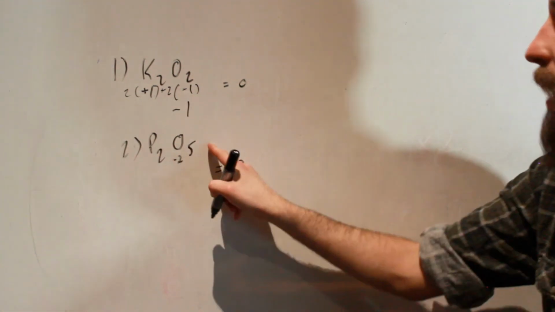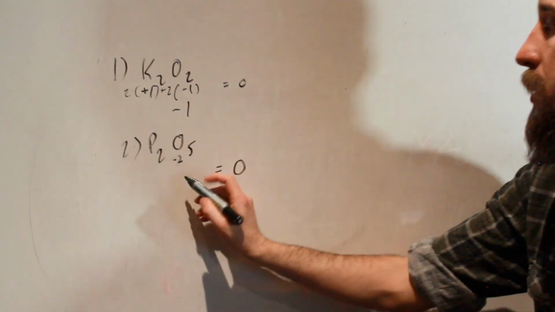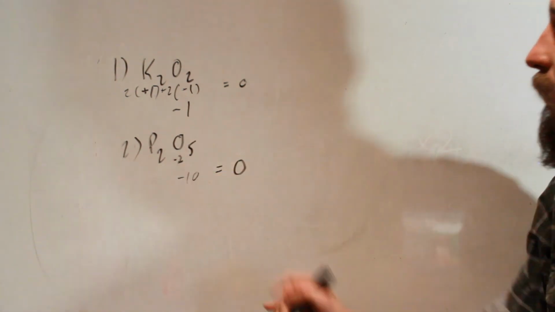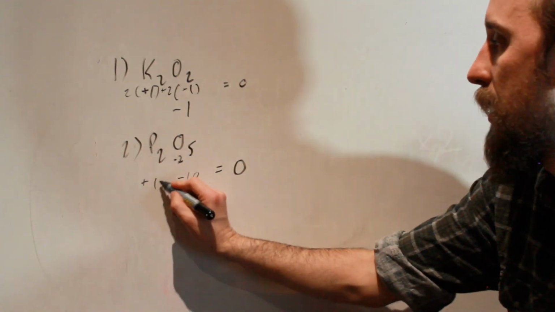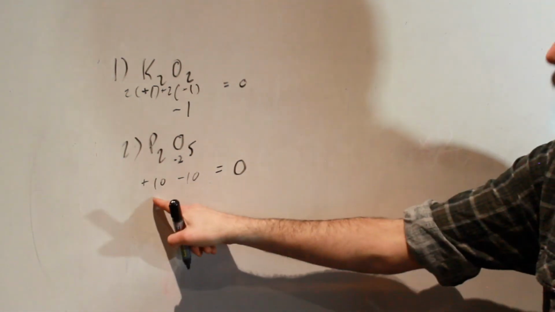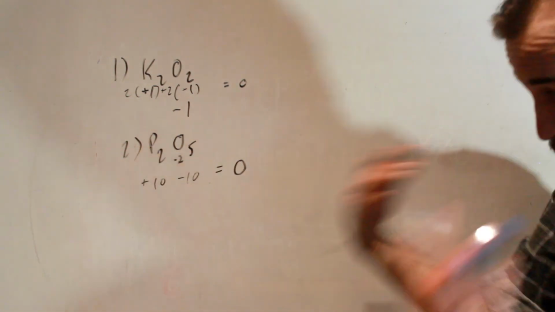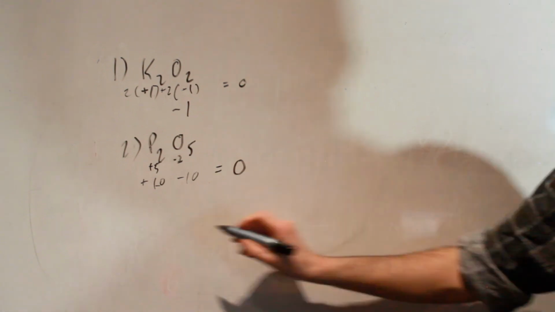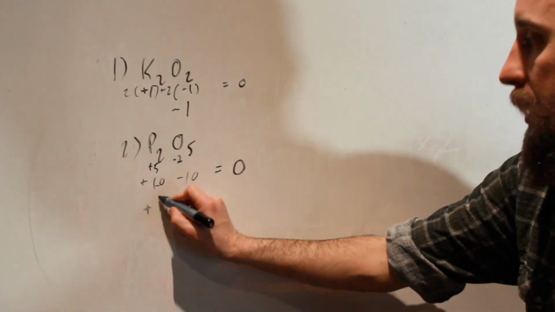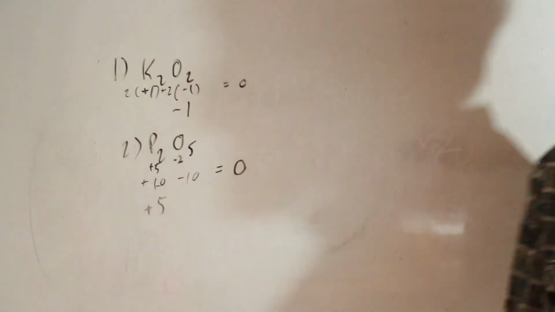But we have 5 of them. So that means -2 times 5 is -10. What do I have to add to -10 to get to 0? Well, I have to add +10. +10 minus 10 is going to equal 0. I've got 2 of these phosphorus. That means that one of these phosphorus to make it +10 is going to be +5. So our phosphorus is going to be +5. Very, very simple algebra.